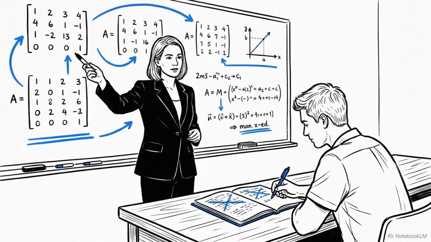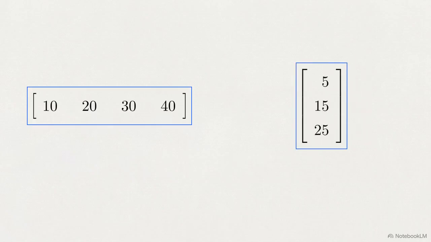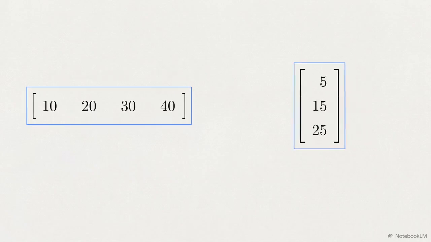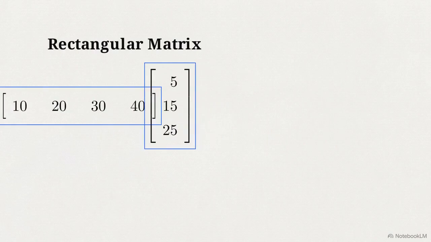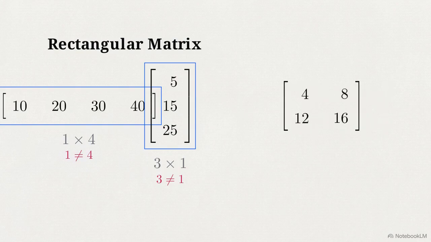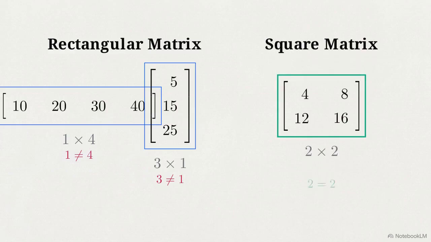Matrices come in specific shapes, and recognizing those shapes is how we classify them. The simplest forms are a row matrix, which has exactly one row, and a column matrix, which has exactly one column. Look at these two examples under rectangular matrix. The row and column matrices fit perfectly because their rows don't equal their columns. Contrast that with this 2 by 2 grid. When row and column counts match perfectly, you have a square matrix.